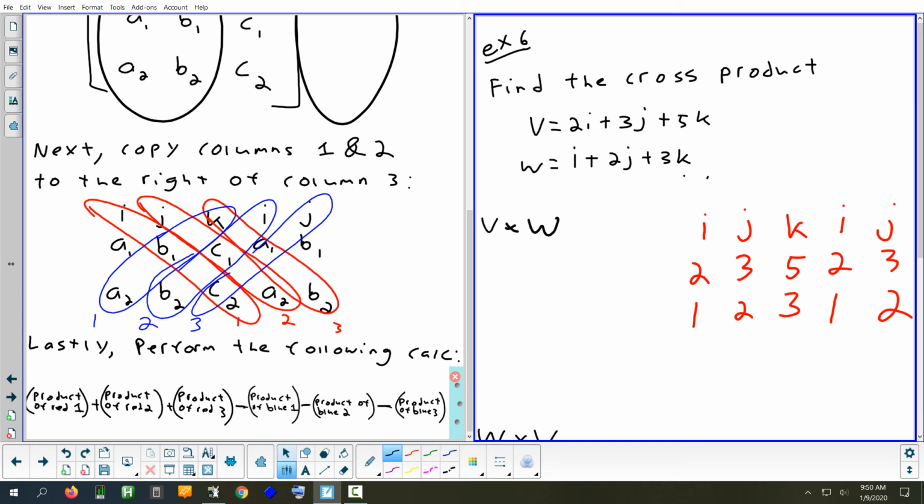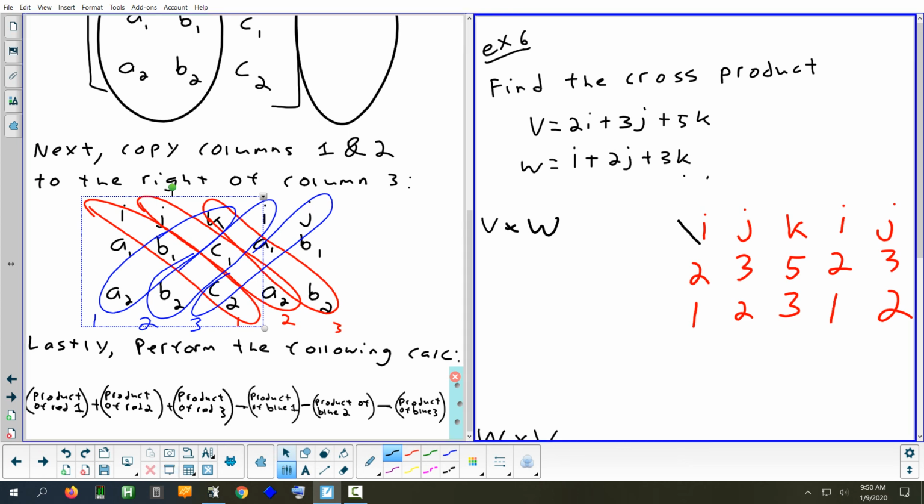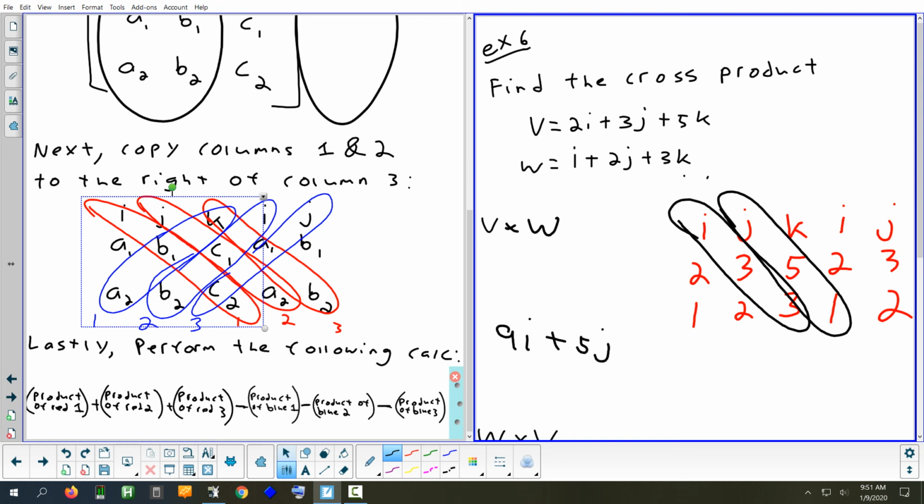Okay, so let's write our answer. I, then B1, C2. That's this. What's I times 3 times 3? 9I. How about J times 5 times 1? 5J. Good. And what's K times 2 times 2? 4K.